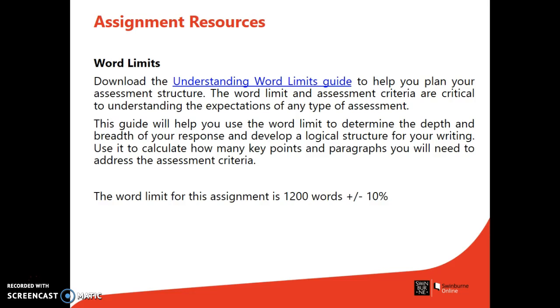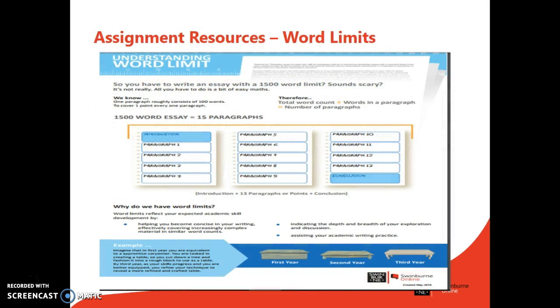The word limit for this assignment is 1,200 words, so plus or minus 10%. And the guide there is going to help you use the word limit to determine the depth and breadth of your response and develop a logical structure for your writing. And it's also going to help you calculate how many key points and paragraphs you'll need to address the assessment criteria. Fantastic resource, so go in there and have a look. And again, I've taken this infographic straight from there. So go in and you can read that one at your own leisure, and I would really encourage you to go in and have a look to help you plan out your essay so you get it nice and clear.